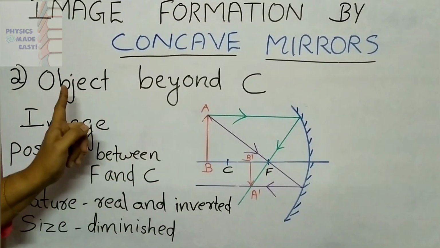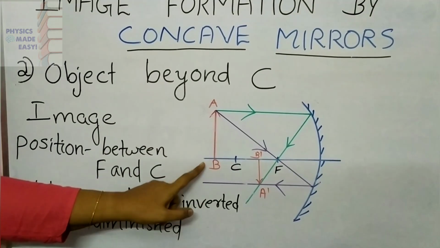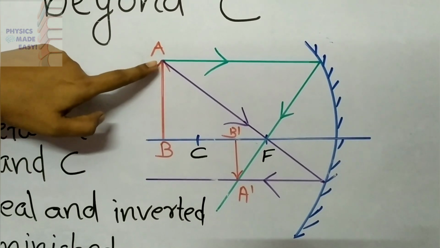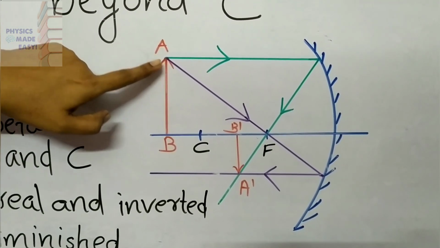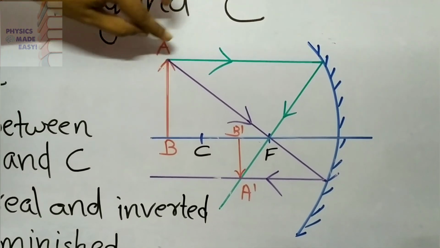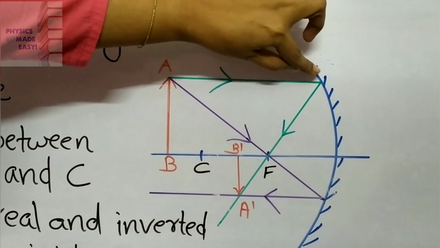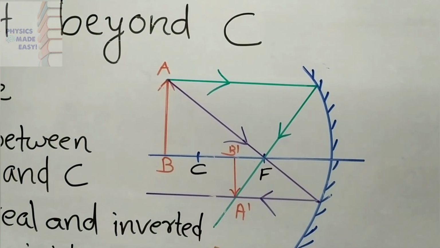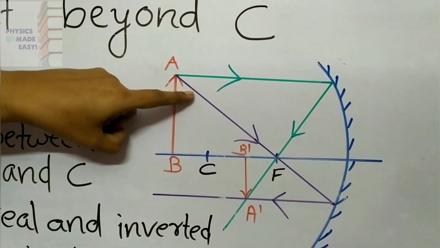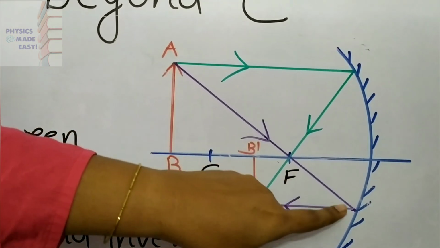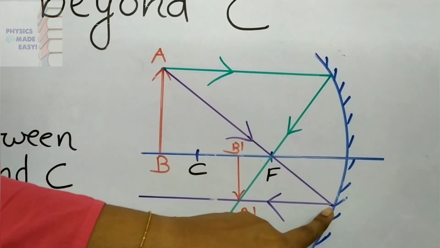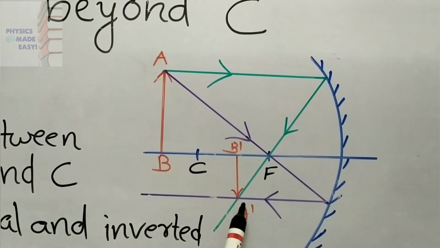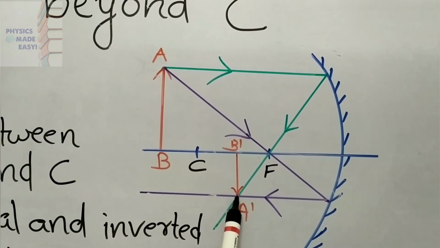Here you can see the position of the object beyond C. AB is the object. You can see two rays are moving from the point A. Here you can see the green color, that is the ray which is parallel to the principal axis, after reflection passing through the principal focus. Second one, the ray which is passing through the principal focus of a concave mirror, after reflection will emerge parallel to the principal axis. Here you can see that two reflected rays are intersecting at this point.